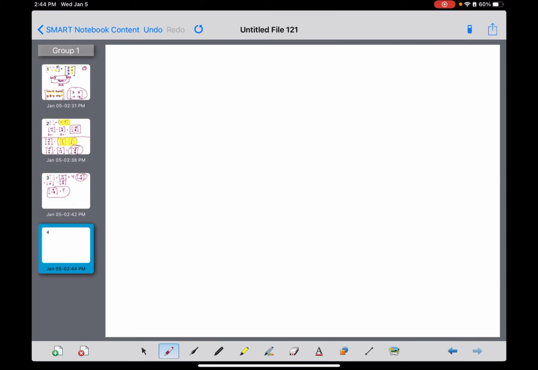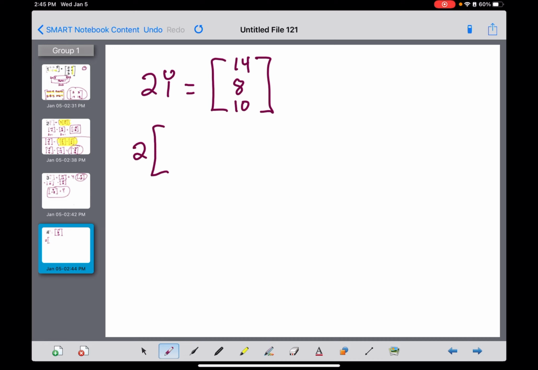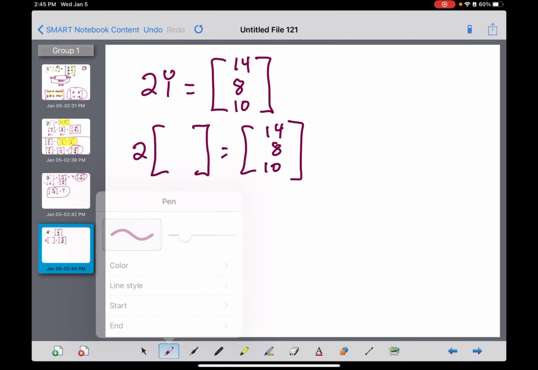Where do they get a little bit more confusing? Well, kinda. If you have something like 2Y is equal to 14, 8, and 10. So 2 times some matrix is going to give you this matrix. This is where I do it all in my head. I have to figure out what this matrix is going to be so that I get 14, 8 and 10. There's no division bar in these. 2 times what is 14? 7. 2 times what is 8? 2 times what is 10?